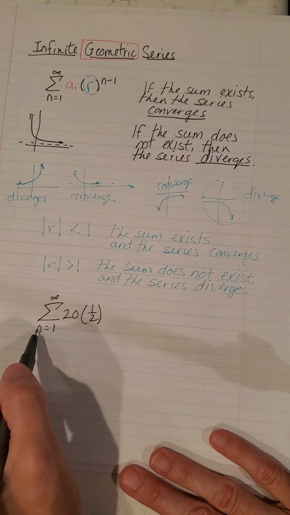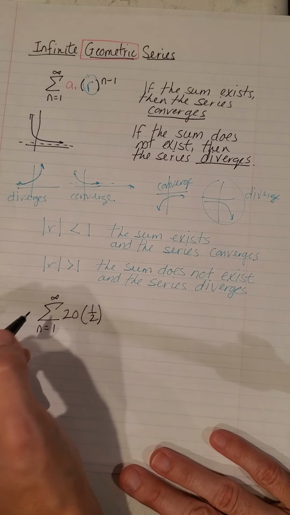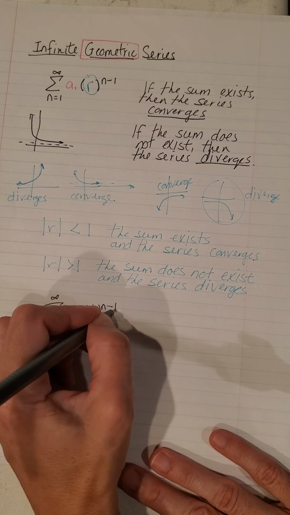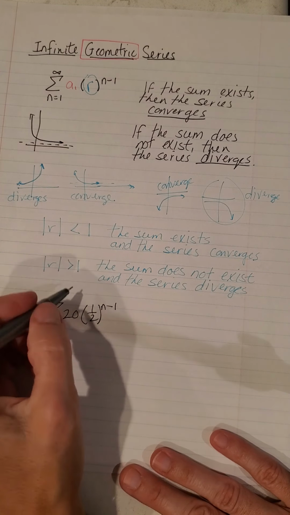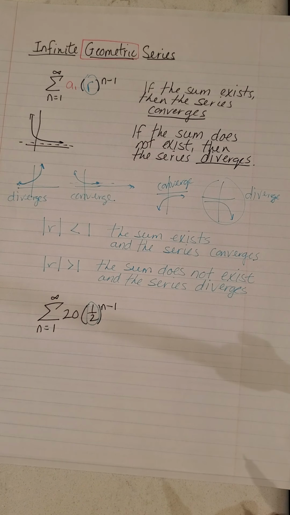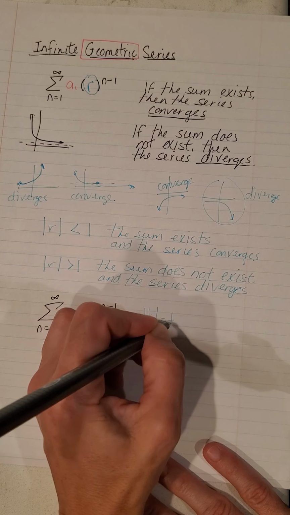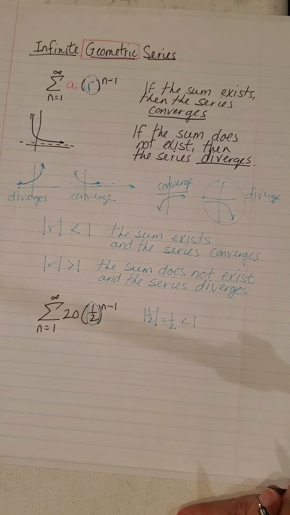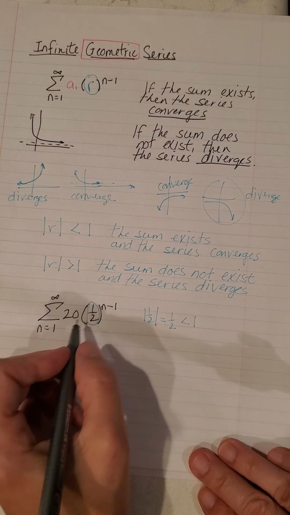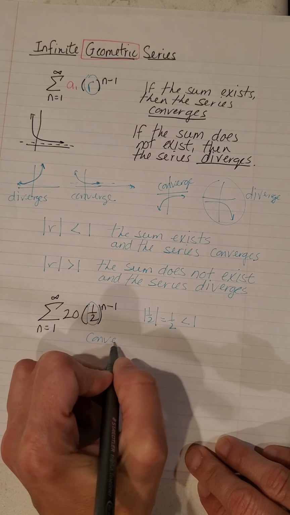I have sigma, it goes from n equals 1 to infinity, of 20 times 1/2 to the n minus 1. And I just have to look at this ratio right here, 1/2. The absolute value of a half equals a half, and that is less than 1, which means the sum exists and the series converges. So I can say it converges.